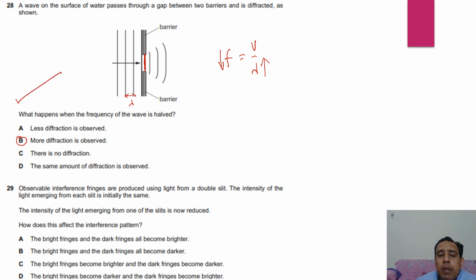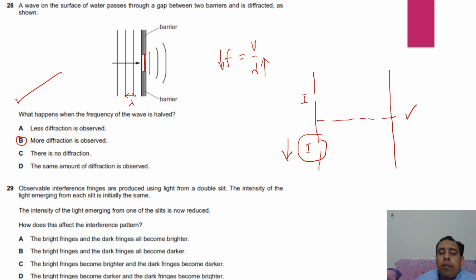For this one, observable interference fringes are produced using light from a double slit interference experiment. The intensity of the light emerging from each slit is initially the same. So it's like this one and this one, and we have the fringes over here. The intensity I is the same. Now the intensity of the light emerging from one of the slits is reduced. How does this affect the interference pattern? What happens with the interference pattern?